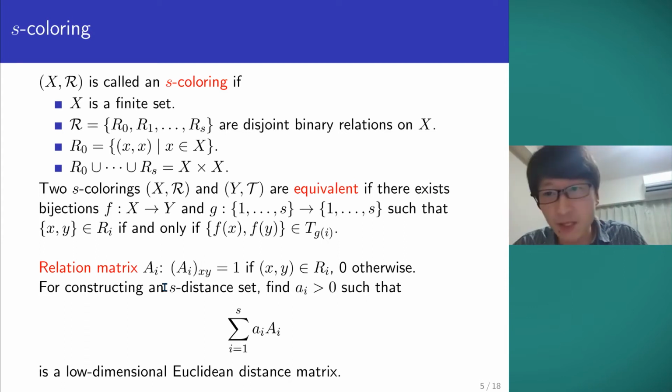The relation matrix A_i is a matrix indexed by the set X, whose (x, y) entry is 1 if (x, y) is in R_i and 0 otherwise. So for constructing an S-distance set, we would like to find some real numbers a_i such that this matrix is a low-dimensional Euclidean distance matrix. So from an S-coloring, we would like to construct an S-distance set.